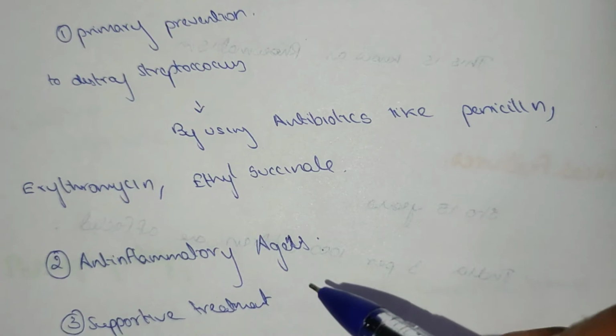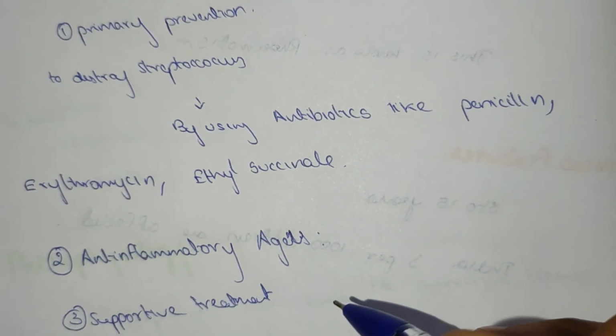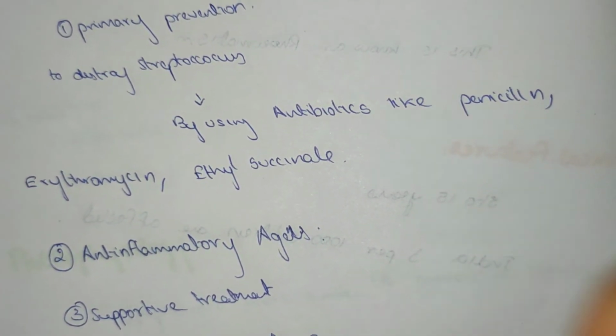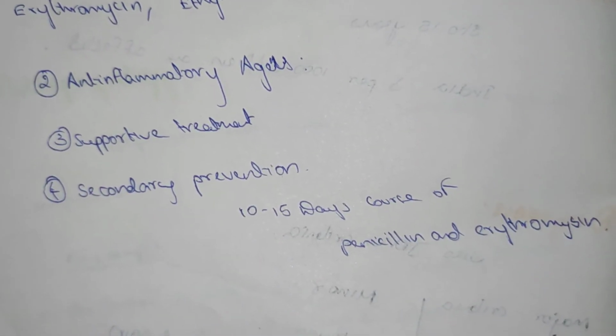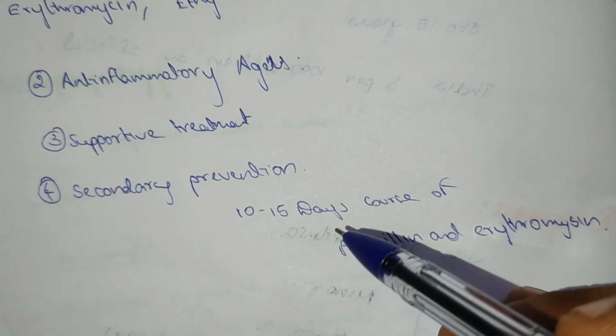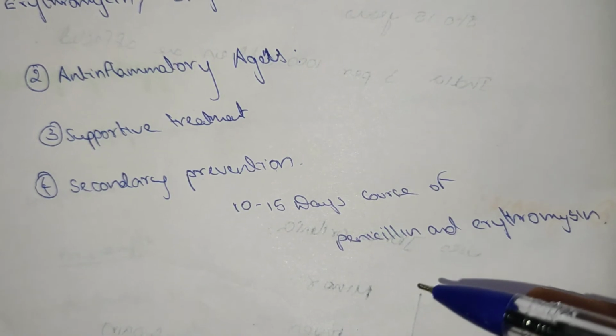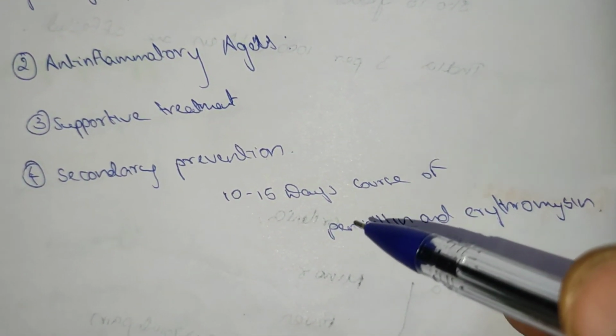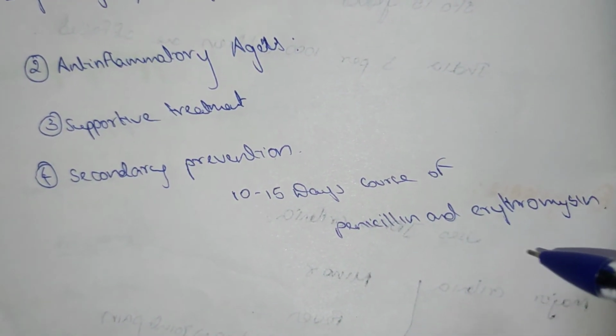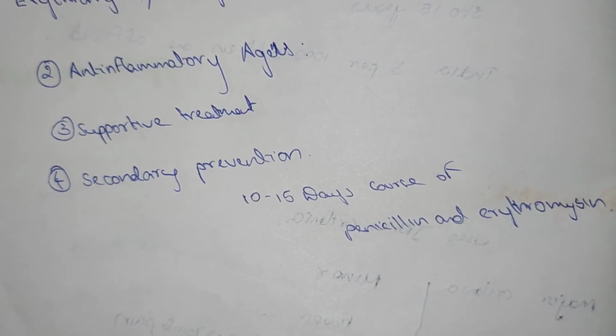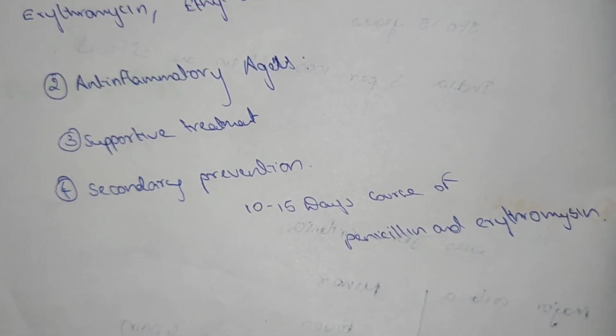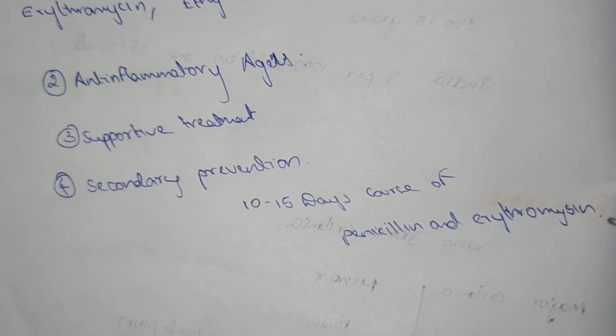Anti-inflammatory agents like steroids and NSAIDs, which are non-steroidal anti-inflammatory agents, are given. Supportive treatment is given, and secondary prevention is done. After the cure of the rheumatic fever also, for 10 to 15 days, the course of penicillin and erythromycin is continued. That's all about the treatment of rheumatic fever.